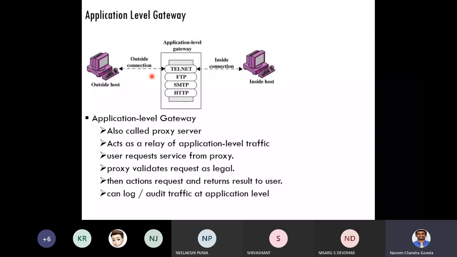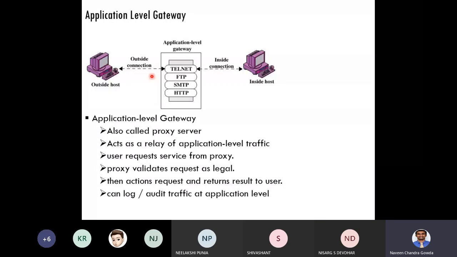Even in the case of stateful inspection we saw that we only deal with connectivity, which incoming connection, whether you established a secured connection or not. So it didn't bother about the specific application orientation.